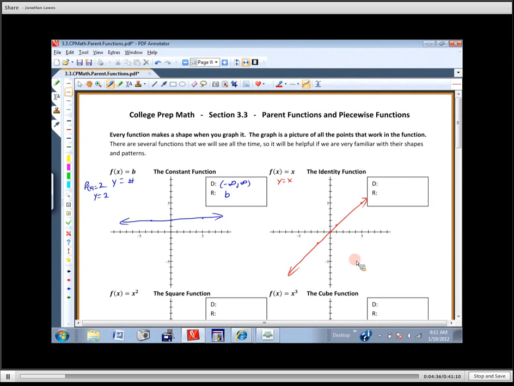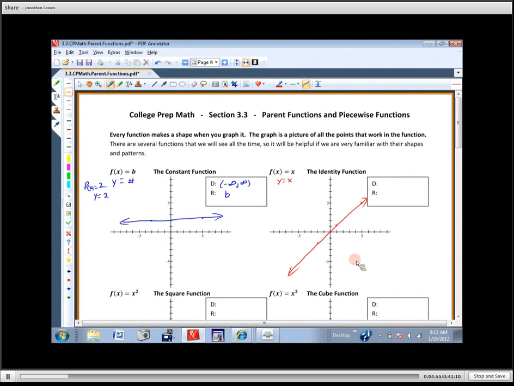It's just a line, perfect 45 degrees. And we'll call it the identity function. So, I mean, that's kind of a complicated way to talk about a line with a slope of 1 that goes through the origin. Okay, but that's the way it is. We call that the identity function.